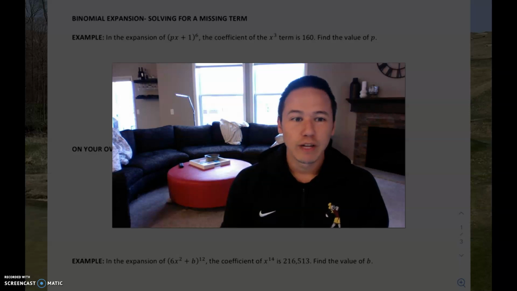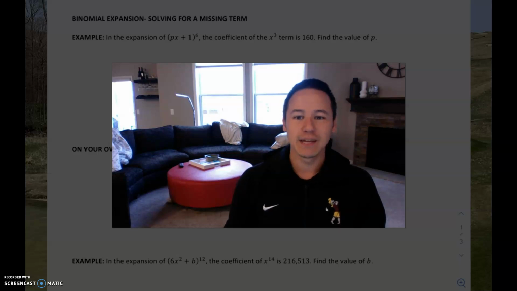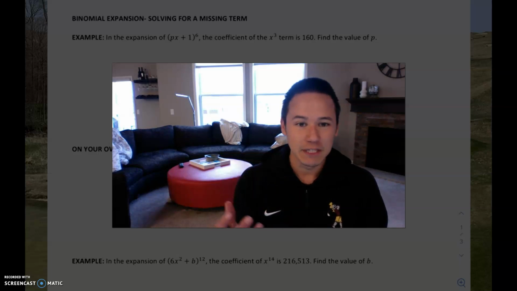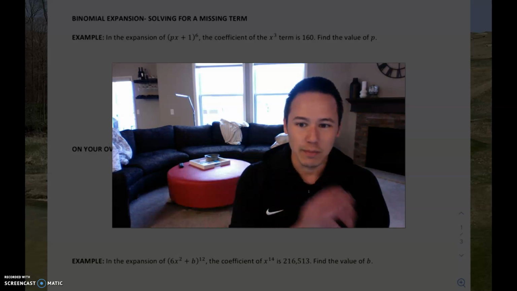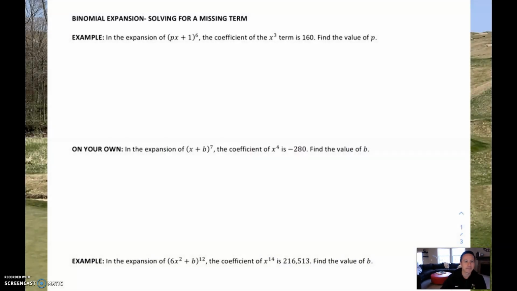Okay, we are moving on with binomial expansion. What we're going to be doing this time is solving for one of those binomial terms. So we're going to have to take some information that's given and work our way backwards to be able to find it. So let's get started with that.